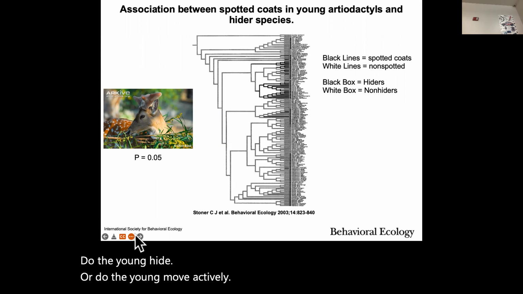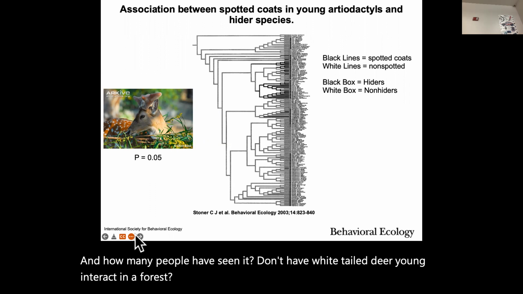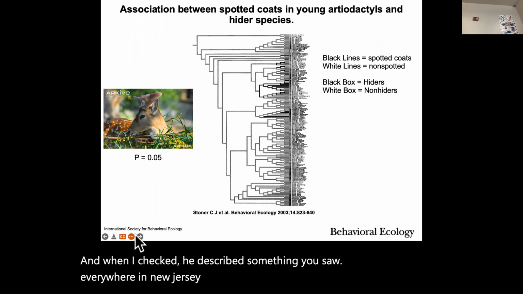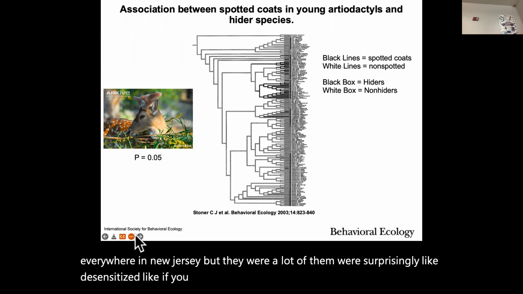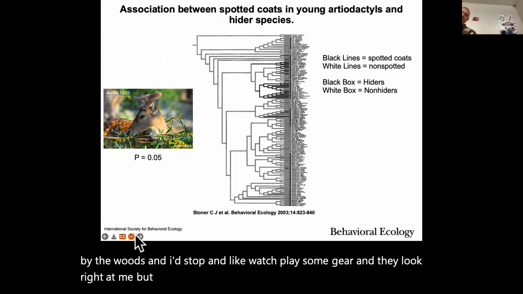How many people have seen a doe and a white-tailed deer young interact in a forest? Anyone have a chance? Can you describe some of the things you saw? Oh, they were everywhere in New Jersey. But a lot of them were surprisingly desensitized. I would usually go ride my bike down by the woods, and I'd stop and watch some deer, and they looked right at me, but just continued doing what they were doing.